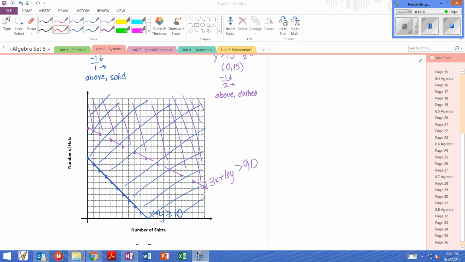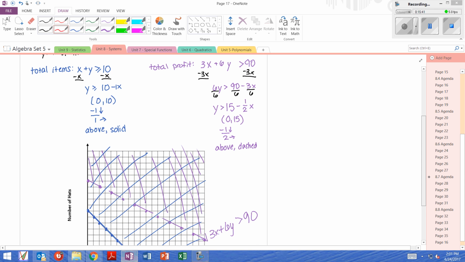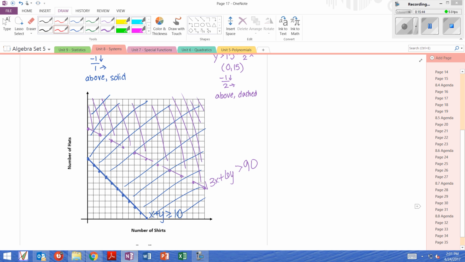So here we have our purple inequality, our total profit inequality. A couple things to point out here. Notice how at the end of my line I have an arrow because I don't have my y or my x-intercept appearing, so it's important to draw an arrow showing that this continues on in that direction. We didn't have to do that with our blue inequality because we're only looking at positive values. We don't care about negative hats or negative shirts. So we were able to see both the x and y intercept.